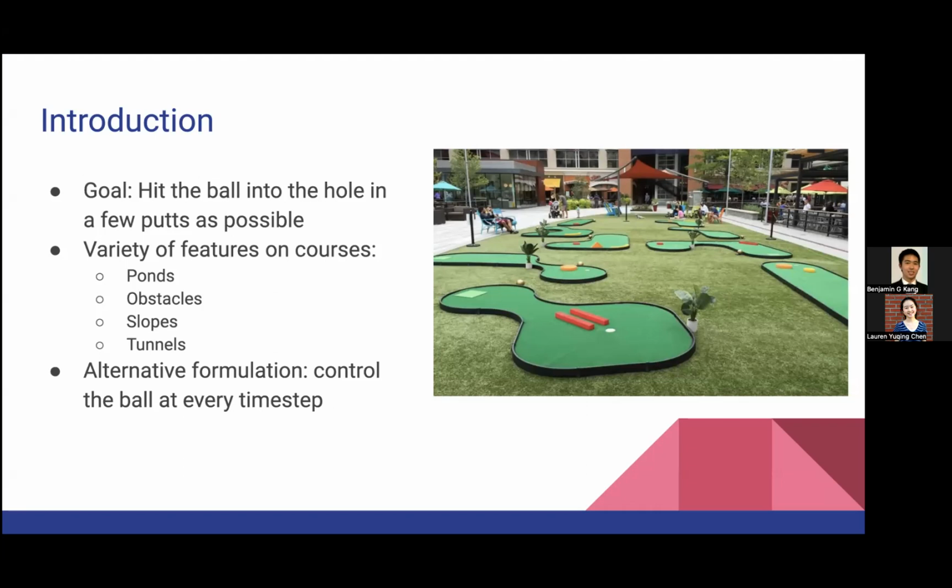So this motivates the construction of a robot that can do so efficiently and autonomously. Courses can have a variety of features including ponds, obstacles, slopes, and tunnels. While players traditionally hit the ball only once every time it comes to a rest, here we consider an alternative formulation where we are able to control the ball at every time step.